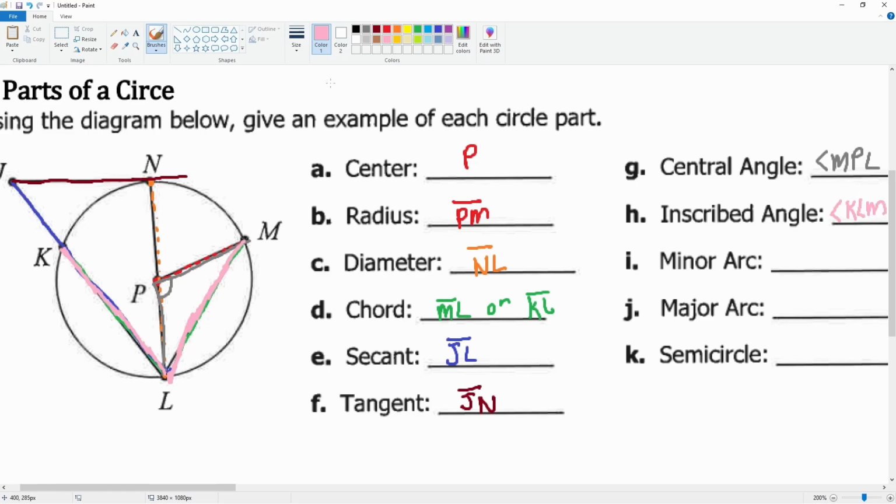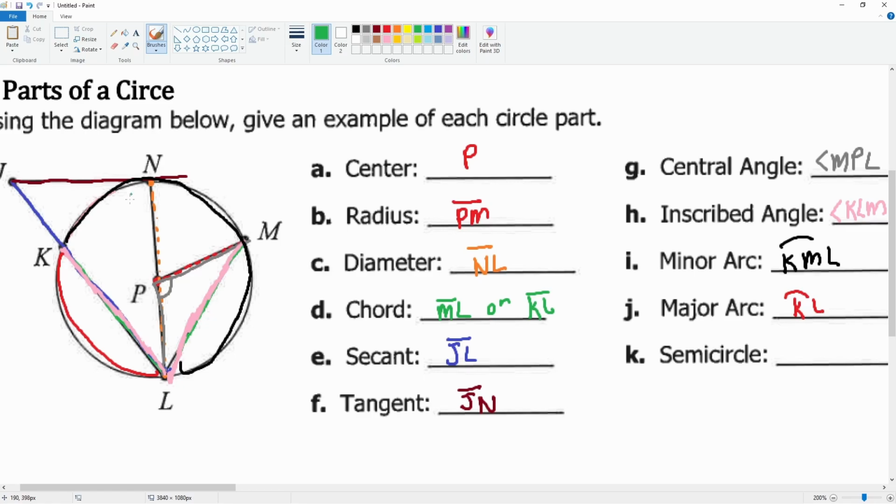Angle KLM. A major arc is the bigger arc. So let's say this whole thing here, it can be the major arc. So arc KML, that makes this part here the minor arc of just arc KL.